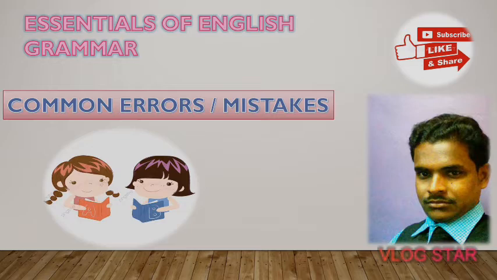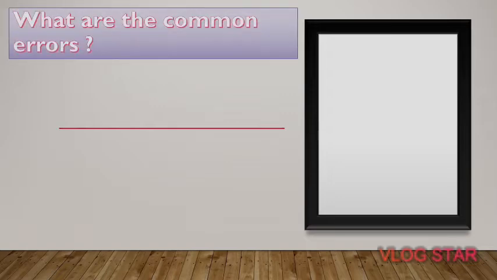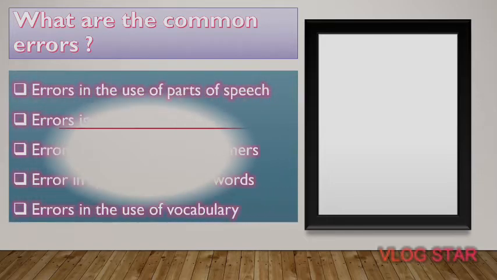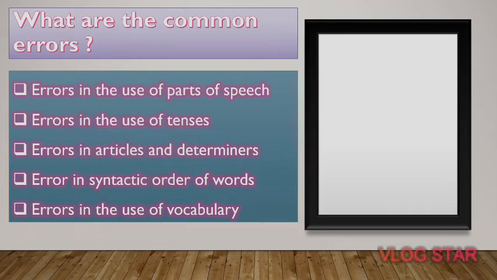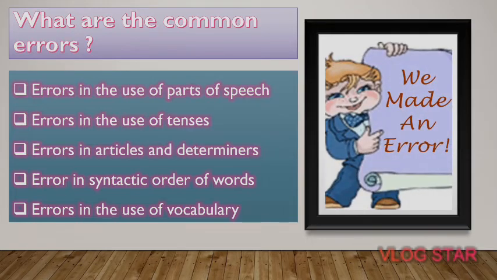Now let's get started. Before we deal with the different kinds of mistakes we often make in English sentences, it is necessary for us to learn about some of the types of mistakes we often commit. I have given you a list of 5 types of mistakes or errors we often make in the application of the English language in our day-to-day lives. Number 1, errors in the use of parts of speech. That is the first type of mistake we often make.